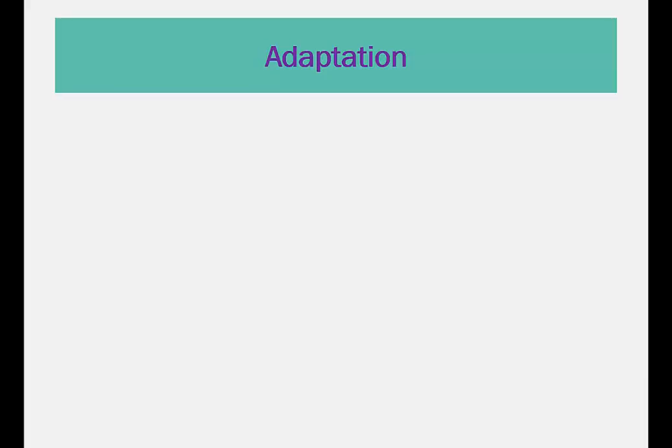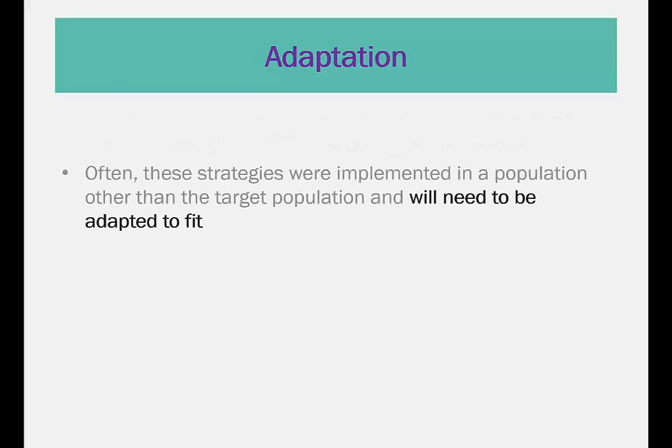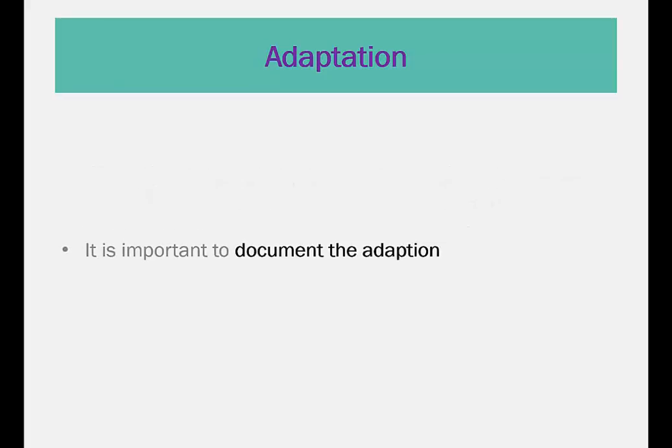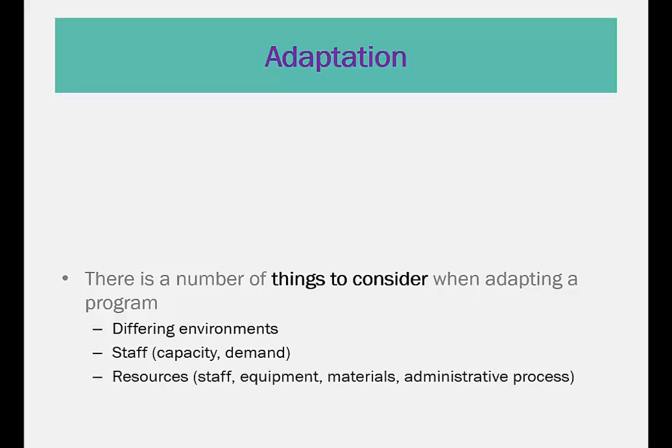From an earlier stage in the public health, we learned that best practice is to choose an existing evidence-based prevention strategy. Often, the strategy identified would have been implemented in a population other than the population you have. Therefore, it will need to be adapted. It is very important to document all the steps that were taken to adapt a program, such as the environment, staff, capacity and demands, resources available, equipment, materials, administrative process, the setting, and risk profile of the population.